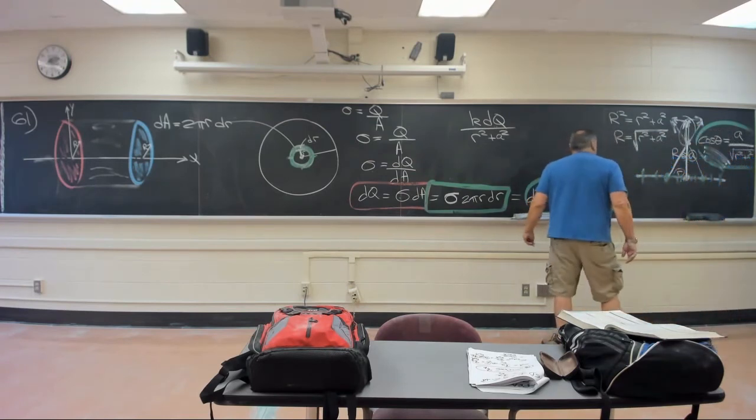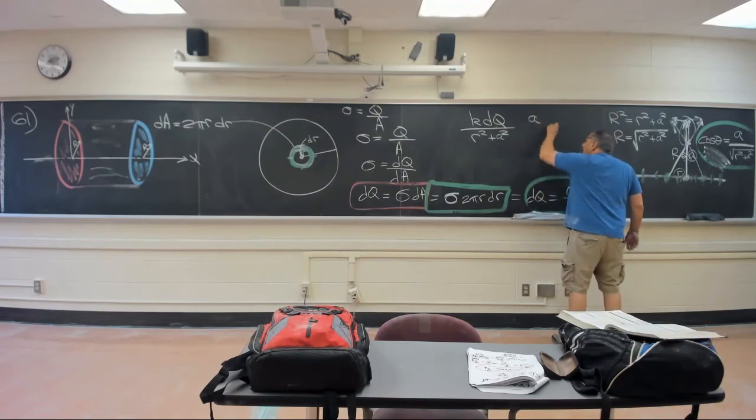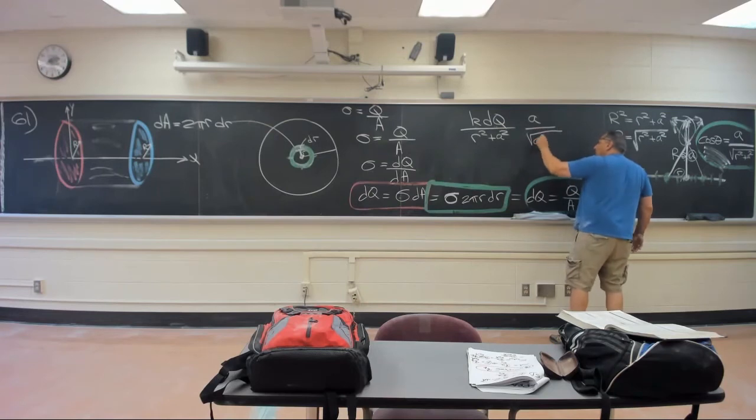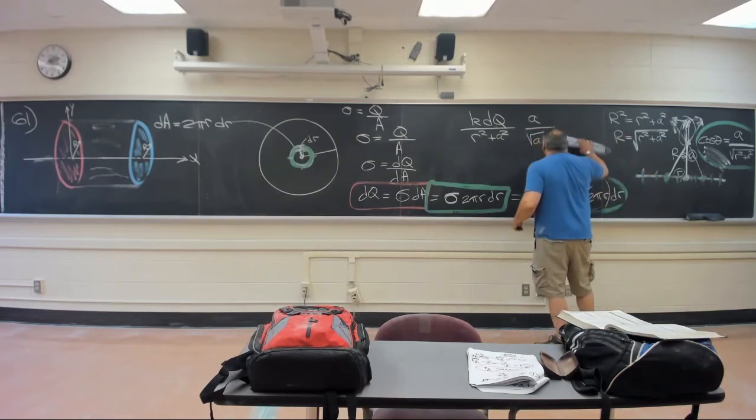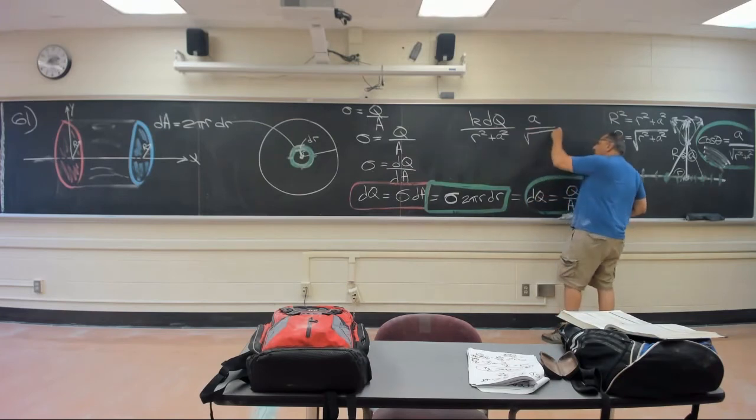Times the cosine of theta, which is A over R squared plus A squared. Okay, guys, like I said, I'm going a little bit off script here. Please be patient. I just think it's good for you to see it.